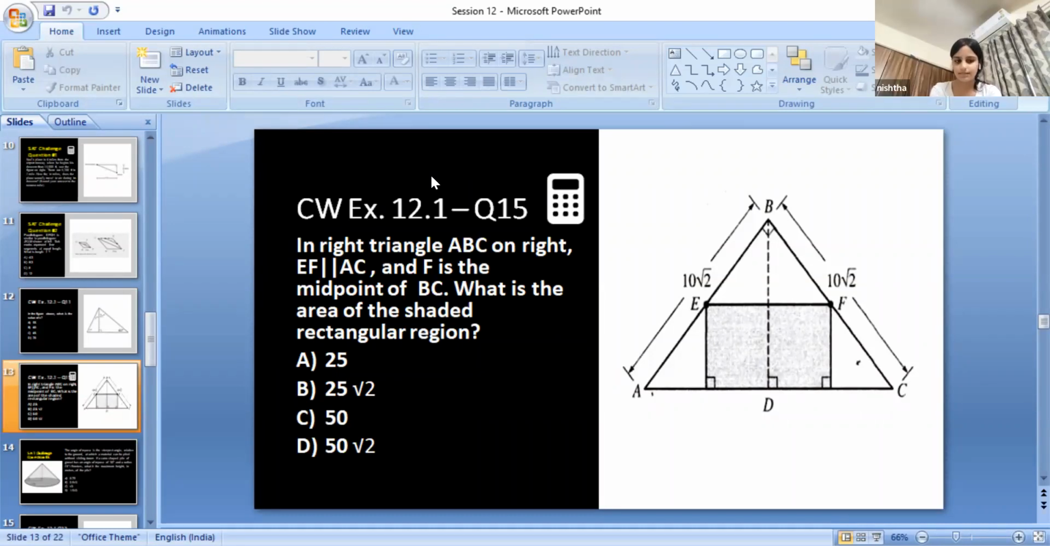ठीक है, यहाँ पे देख लो. This is 10 root 5, so this will be 5 root 2. Okay, and this is also 5 root 2. Okay, so these are the midpoint. So this length, let's say this is PQ, so this will be the half of this. अब जब Pythagoras लगाओगे इसमें complete में, you will get AC value. Okay, so we'll get AC as 20.